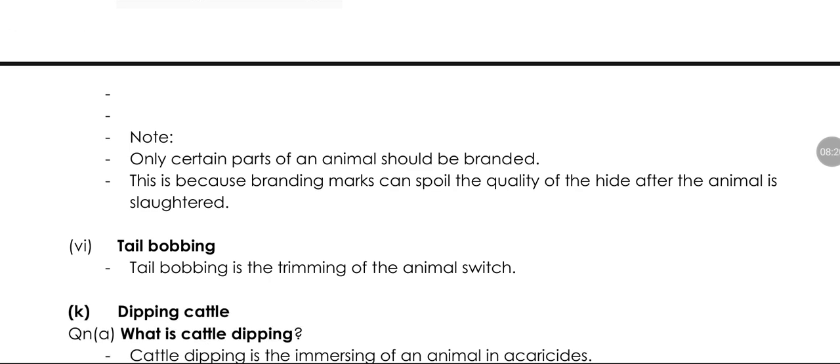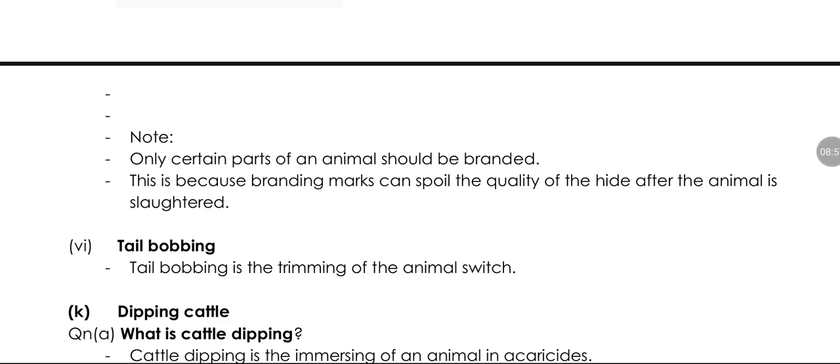So there is also what we call tail bobbing, what we call trimming of the animal's switch. So you all know where you drew the cattle, you know where the switch is on the tail. So we cut off that tail. So when you cut off the tail, you know that the animal with the cut off switch is this animal. So you find the means of identifying that animal. That is what we call cattle identification. The animal with the cut off switch is the one that maybe needs quite a lot of feeds.